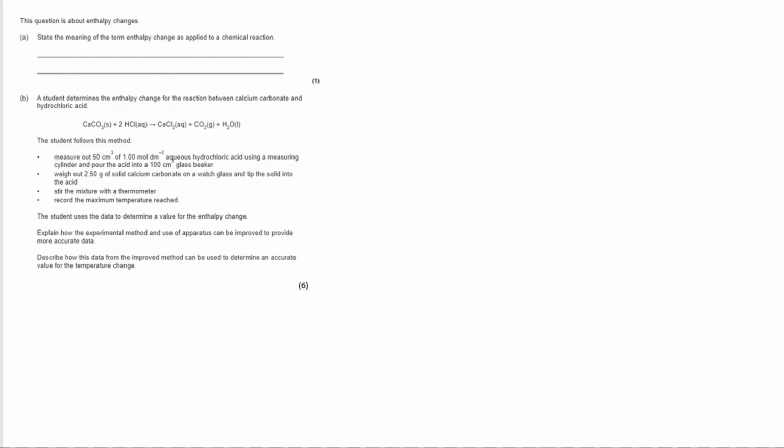Well, we know that enthalpy is delta H. We know it's related to energy, but why is it enthalpy, not energy? It's because it is taking place at a constant pressure. So that's the additional information that you need.